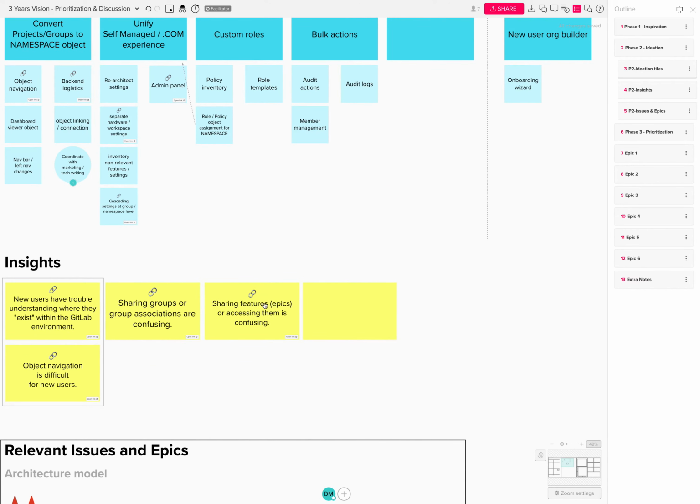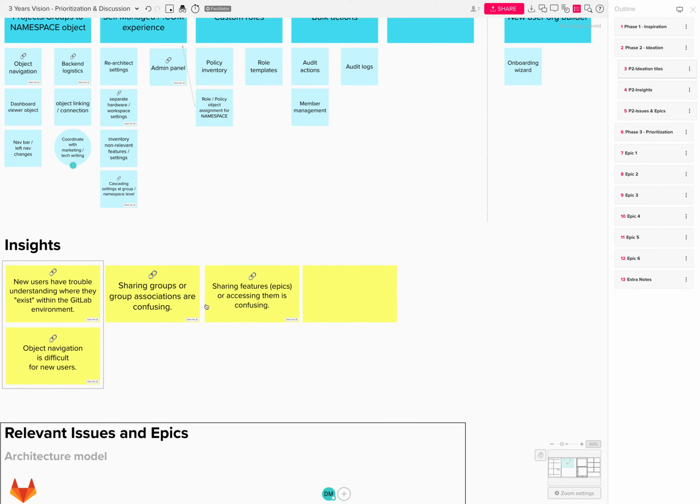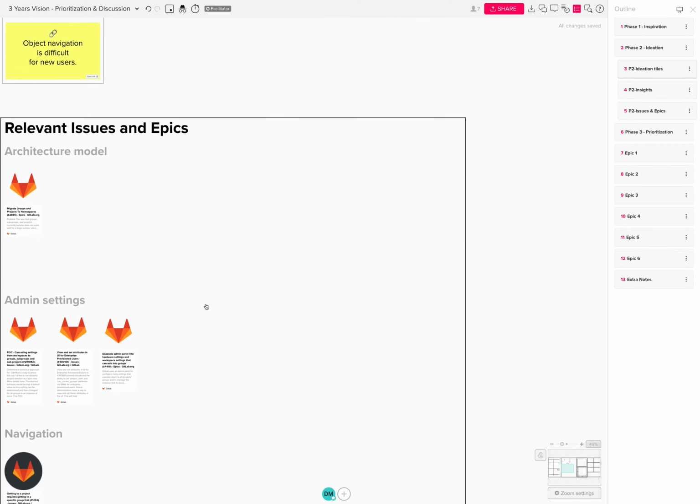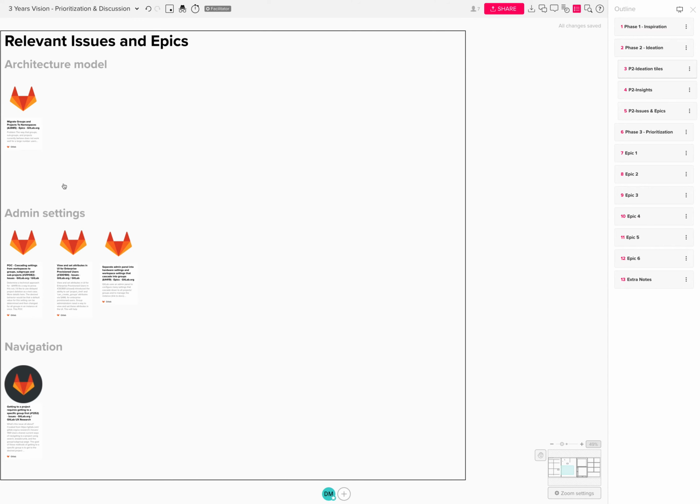Here are some of the insights that we got from our research with the category maturity. We had some interviews with end users and participants for our test scenarios that we were experimenting with, and we have some links to those interview research clips. And then here are relevant issues and epics that already exist or that we need to add to. This is a working space that we would use to expand on that.